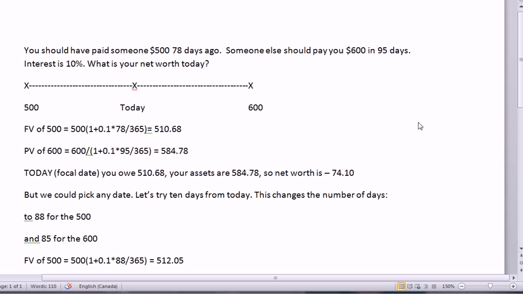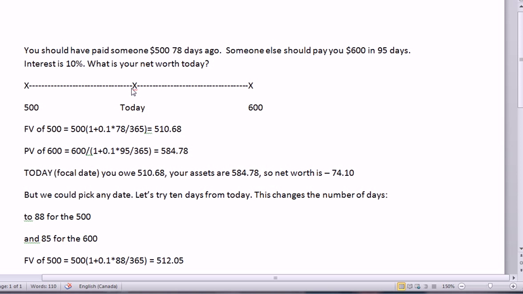Okay, let's say that we have a situation where you should have paid somebody $500 78 days ago. So that's a debt. It's 78 days ago from today. So today it will have increased. Look at the timeline. There's the $500. Here's today. So you should have paid that guy $500 78 days ago. So today it will have increased, won't it?